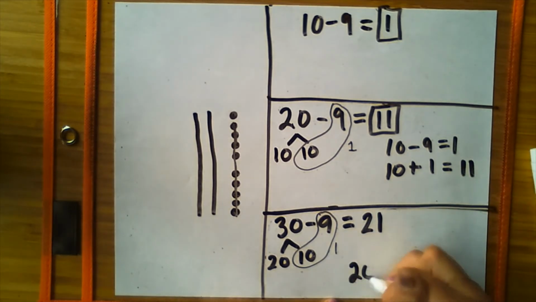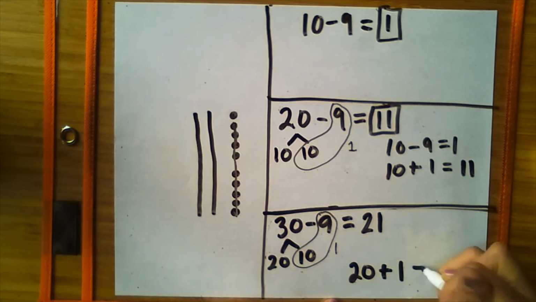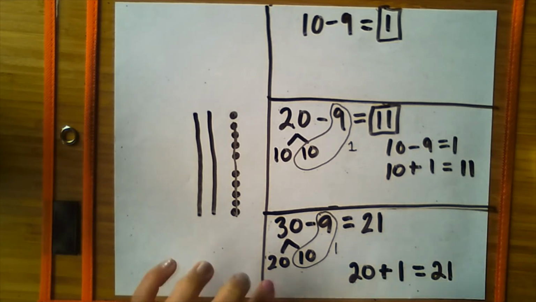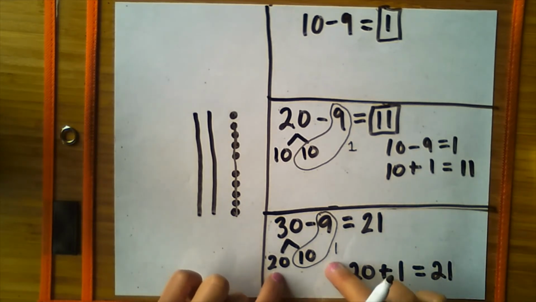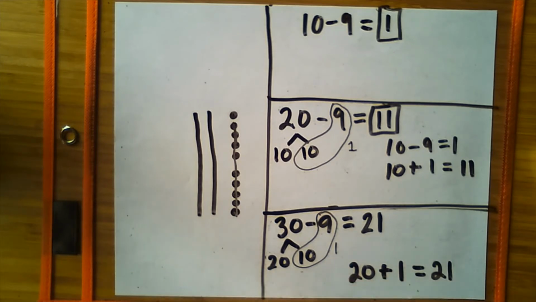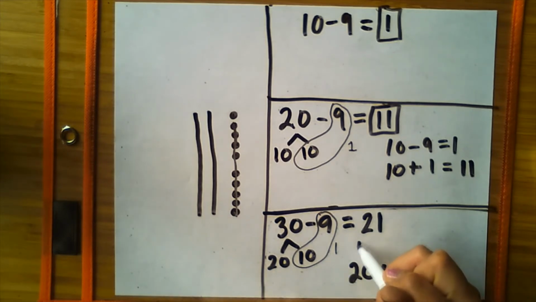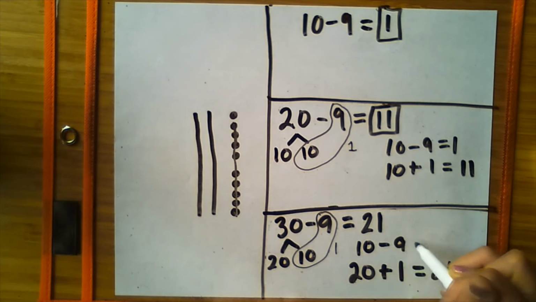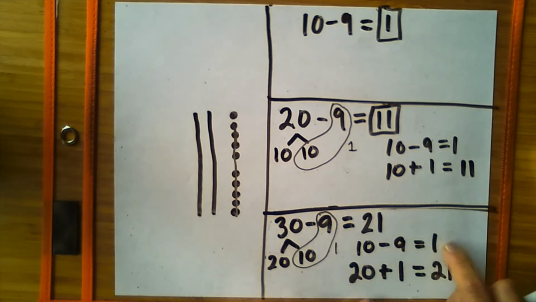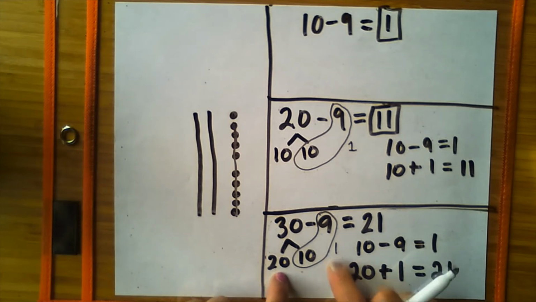So I'm going to add 20 plus 1 to give me 21. 20 and 1. Those are my leftover parts. And you'll see that we did 10 minus 9 equals 1. And we took that 1, we added to our leftover 20. And we see that reflected in the way we grouped with our mini number bond here.